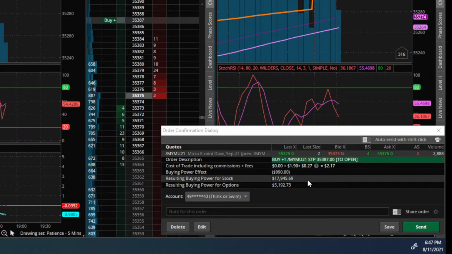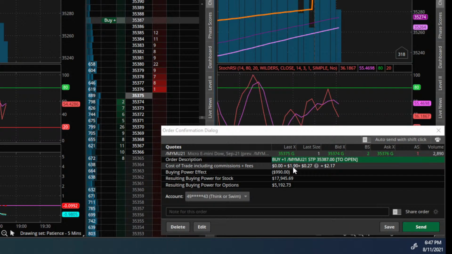It used to be $2.25 for me one way, but I negotiated that with TD Ameritrade, or Charles Schwab now, I guess. The more you trade, this number will go down. And obviously, it's a lot cheaper to do this at Tasty Trade or Ninja Trader or other brokerages. As I mentioned in my other videos, I just prefer using ThinkOrSwim.